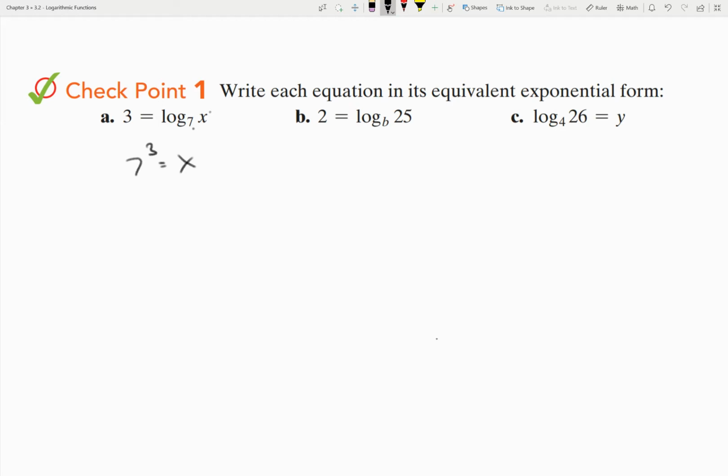Okay, so here we have the base b squared is 25. The base 4 to the y power is 26. Now that one's a little bit harder to figure out, right? Because I can sort of visualize the 5 here. I can easily calculate x there by just raising 7 to the third power. Trying to guess an exponent that is not a natural exponent of 4 is going to be much more difficult. Okay, so here for part C is something that we might need a calculator for.